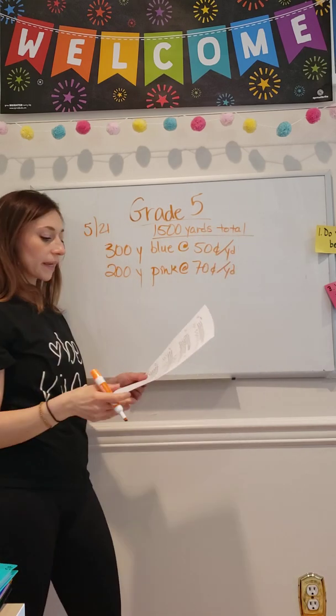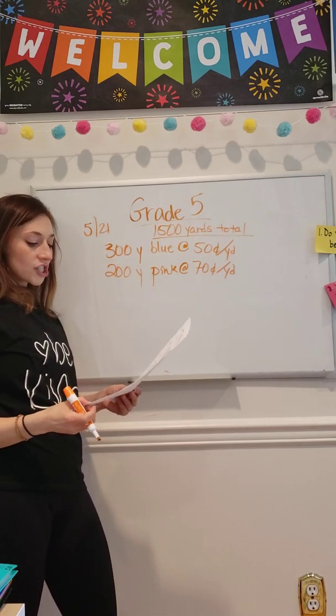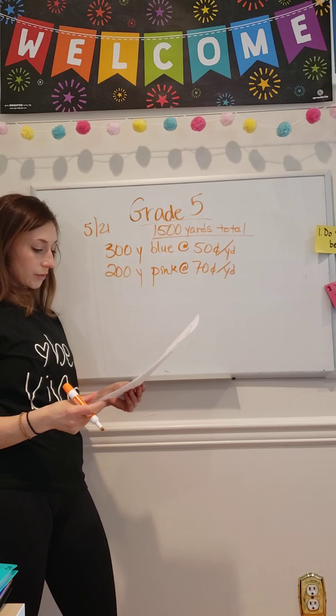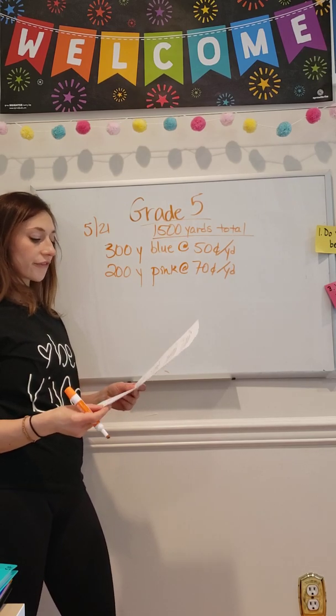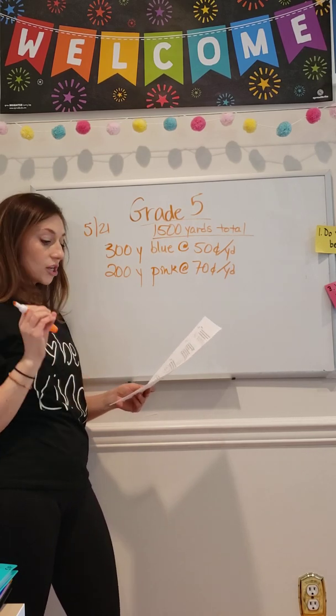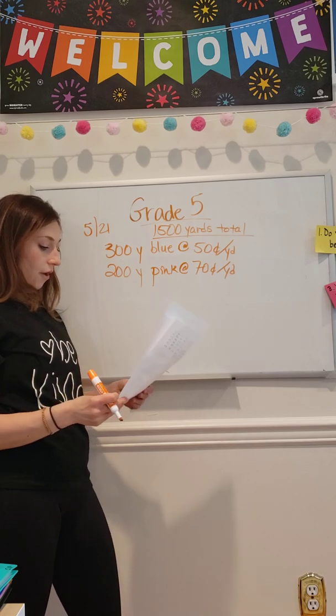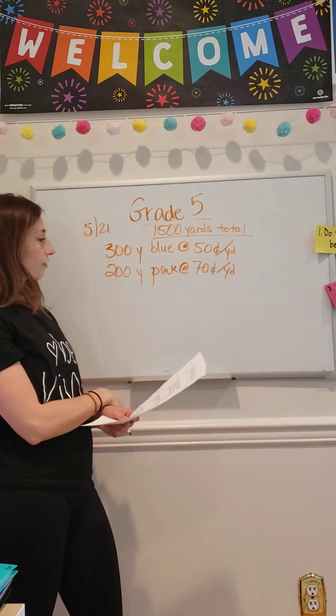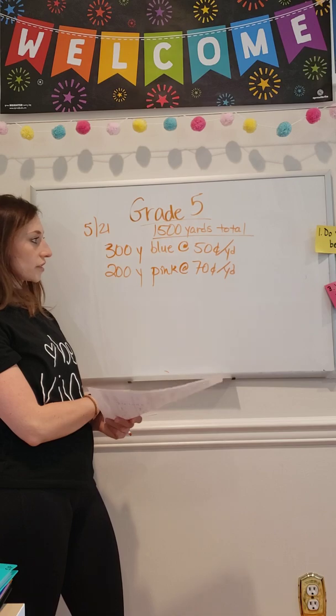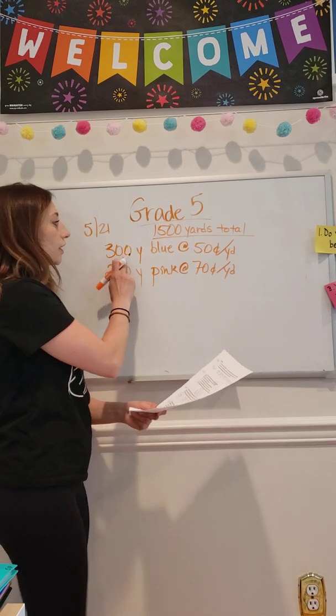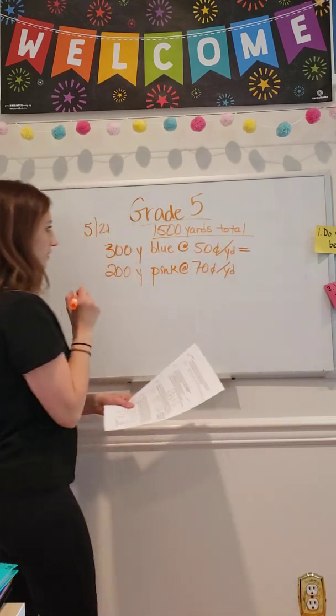So we need to start by calculating the price. And then it says she has a coupon for 30% off her entire fabric purchase. So we need to find out the final price that Molly pays to do all of the quilts. So I'm going to start by calculating the price for the 300 yards of blue and the 200 yards of pink at each price. 300 yards of blue at 50 cents a yard.